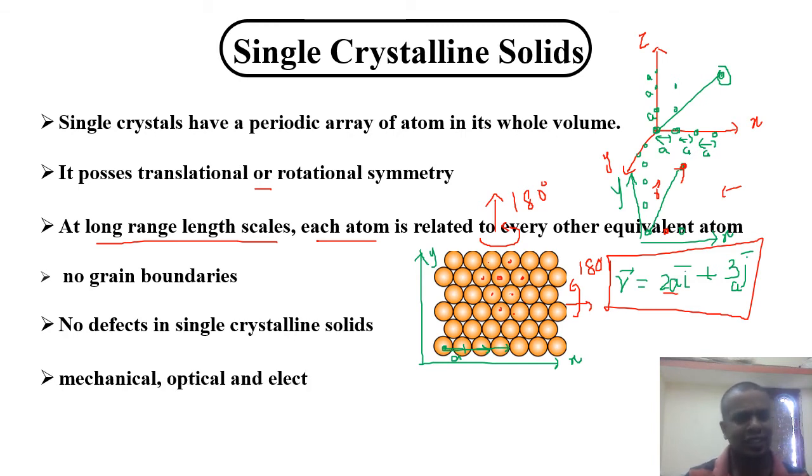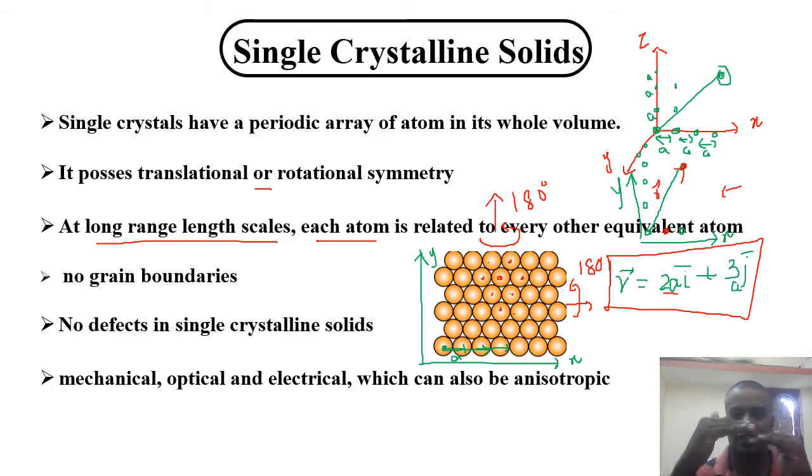A single crystalline solid has mechanical, optical and electrical properties that are anisotropic. As I already told you, the electrical property in the x direction is different from the y direction, and different along the z direction. Even along the diagonal, if you send an electric current along the body diagonal in a cubical lattice, it will be different from along a face diagonal. That's why we call the single crystalline solid a perfectly anisotropic crystal.